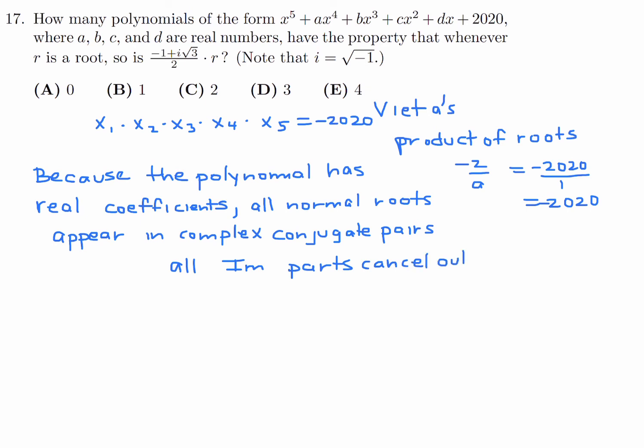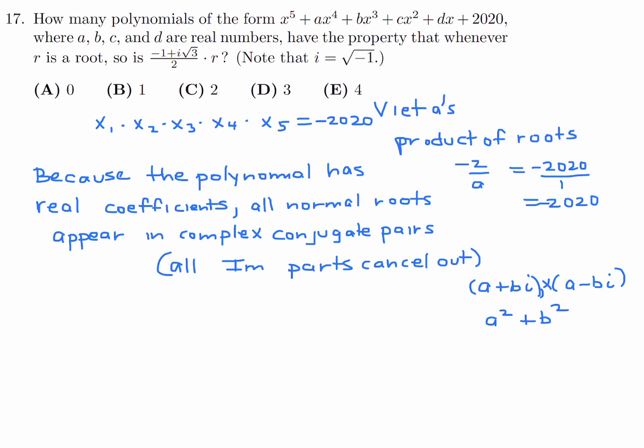Now, how is that possible? It's possible if you have conjugate pairs. So, for example, if you have a plus bi, you've got to have its conjugate, which is a minus bi, as another root. And when you multiply this by that, it becomes a squared minus b squared times negative 1, plus b squared. And you notice how there's no imaginary part in that. That happened because these are conjugates.